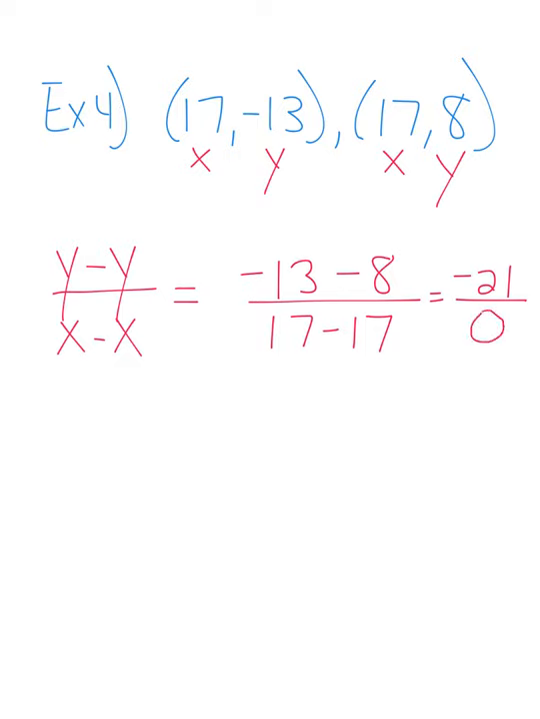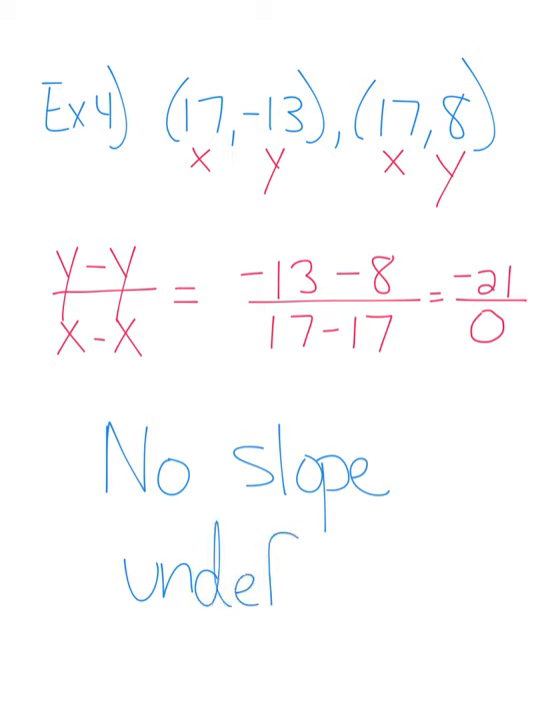Now try this one on your calculator, because I'm going to tell you right now, it is not a 0 slope. We call this one a no slope, or also we could call it undefined. What does that mean? Well, do that on your calculator. Take -21 divided by 0. What does your calculator tell you? It says error.